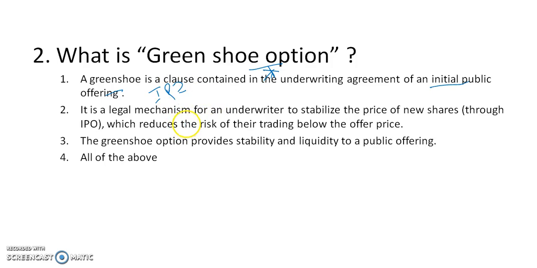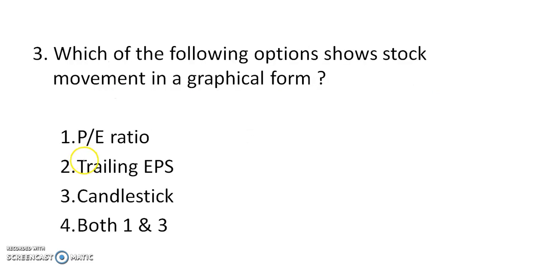Second option is it's a legal mechanism for an underwriter to stabilize the price of new shares through the IPO, which reduces the risk of trading below the offer price. Third is the green shoe option provides stability and liquidity to a public offering. And fourth is all of the above. And the correct answer here is, guys, all of the above. So all are the features. Just try to learn all the features and read about the green shoe option. It's an important topic.